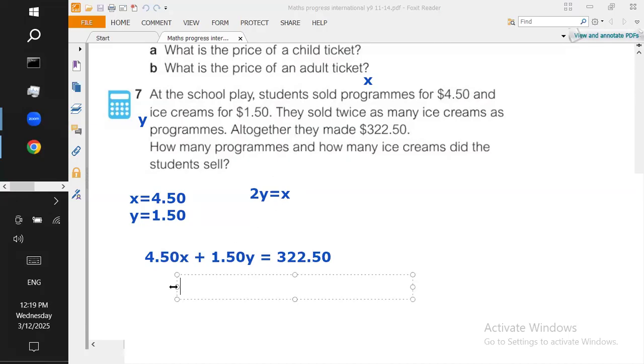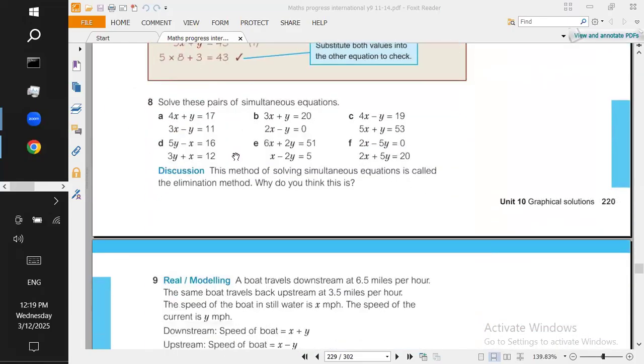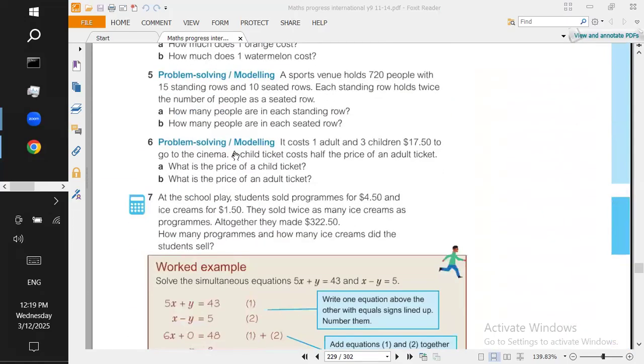It's 2y will equal x, which is they sold twice as many ice creams as programs. So basically, I'm going to substitute the 2y instead of this x, and then do the solving steps that I did in question 3 and follow the same ideas of the substitution method. That's it for this question. I hope you understood the idea. Follow the same steps and you'll get the ideas, okay? Now let's move on. That's the idea of solving simultaneous equations using the substitution method.